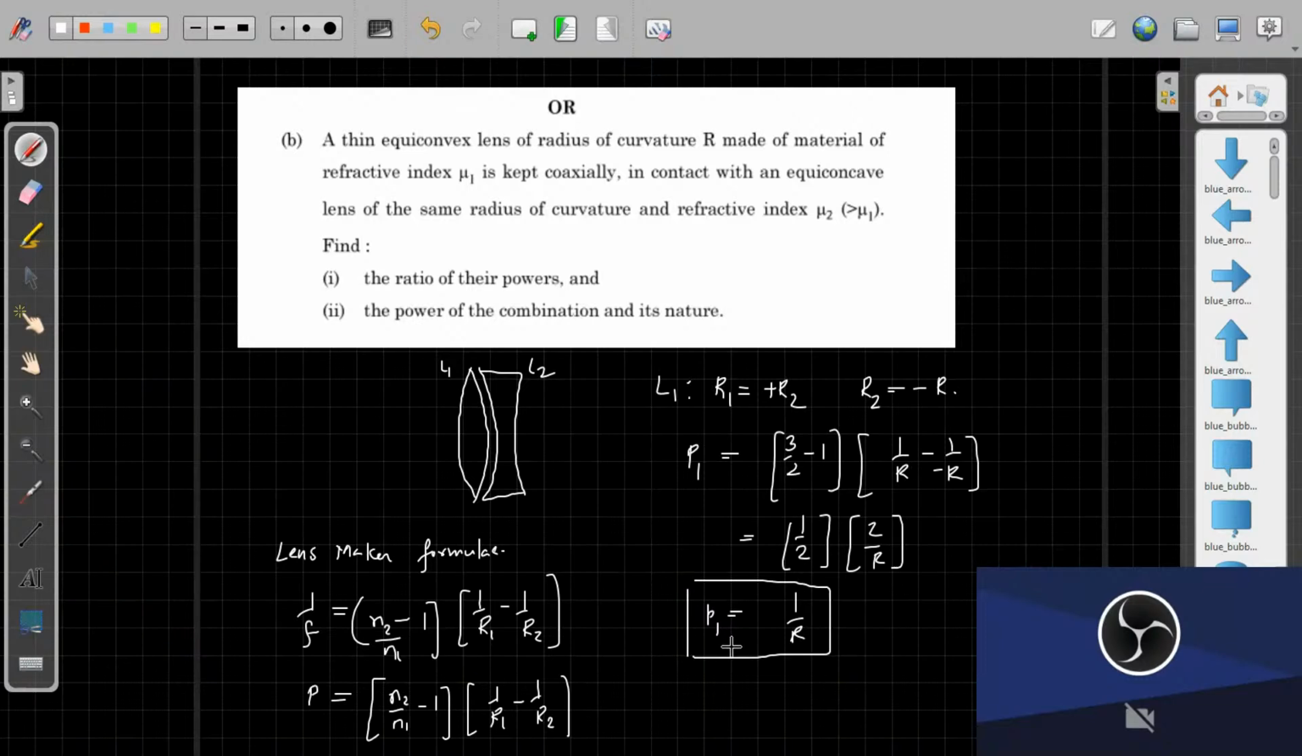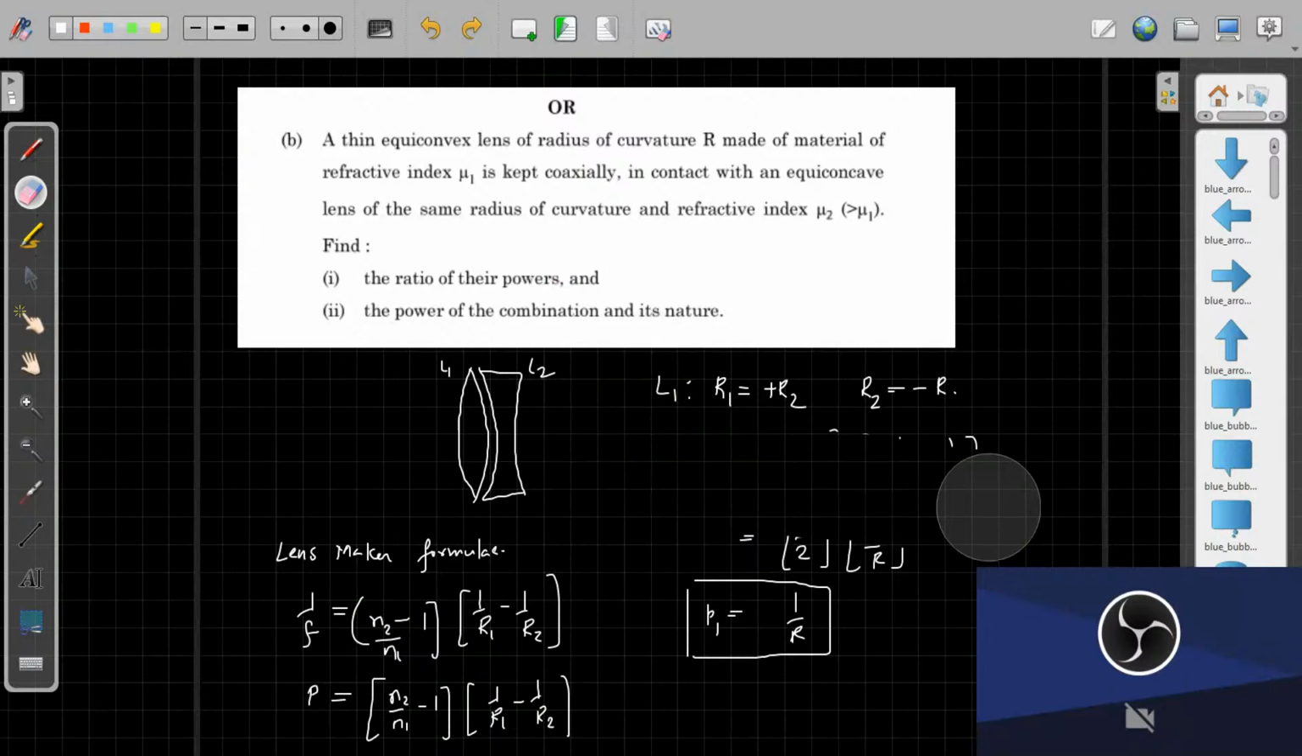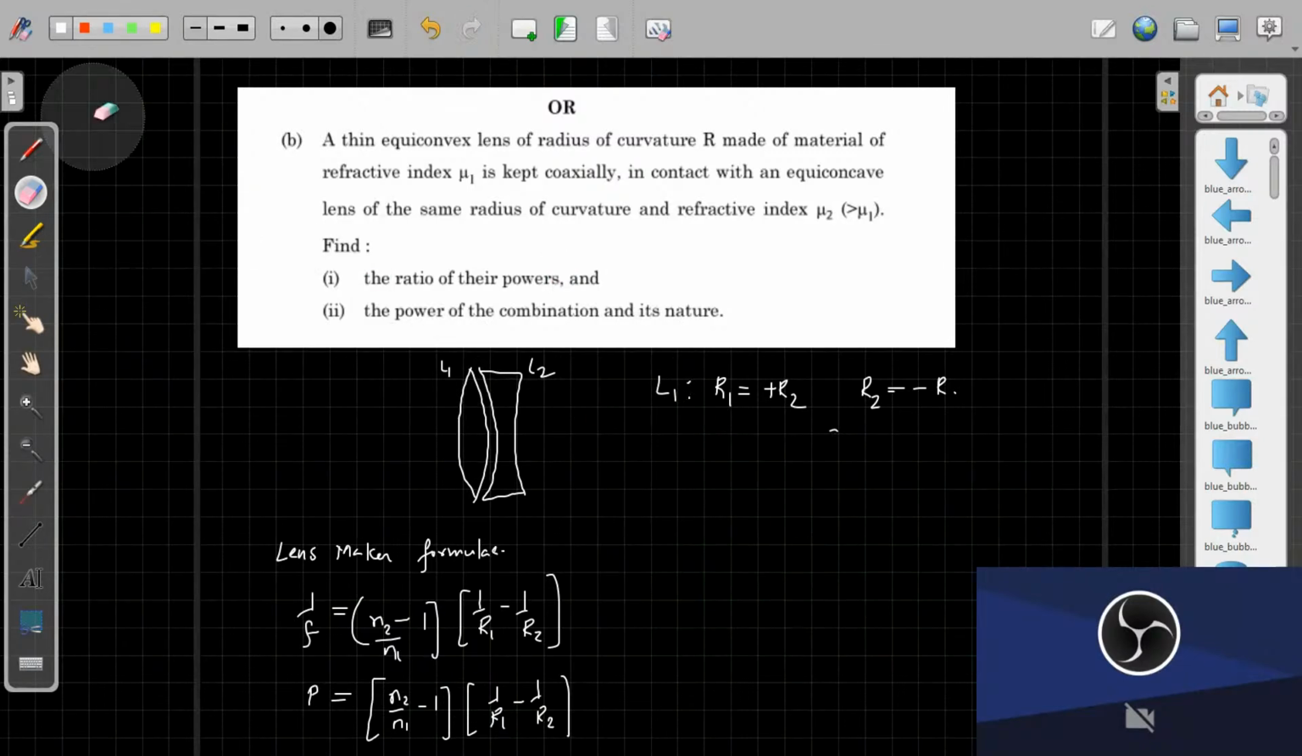Similarly, what do you think P2 would be? Both of their refractive indices are not the same. The material of refractive index mu1 is kept coaxial in contact with the other. Okay, the refractive index is not the same, so I cannot use this. Sorry, my mistake. I didn't notice that. It is different. So, let's see.